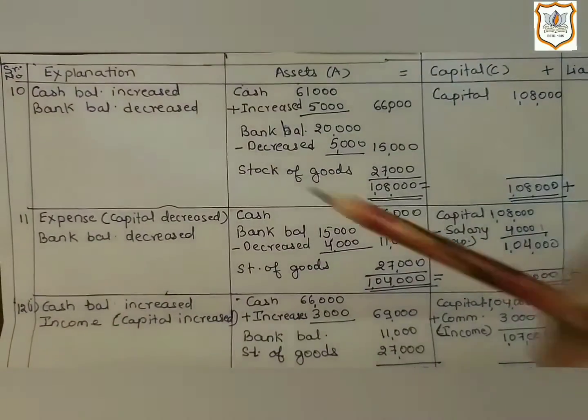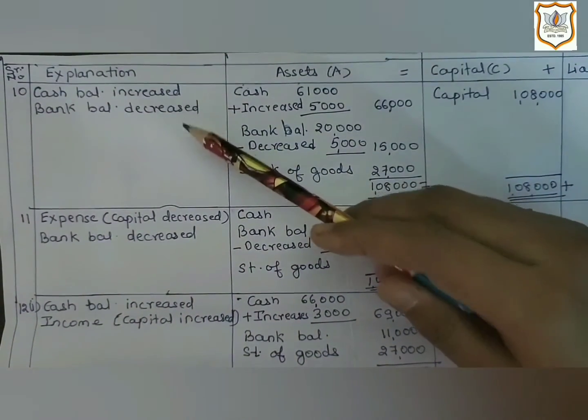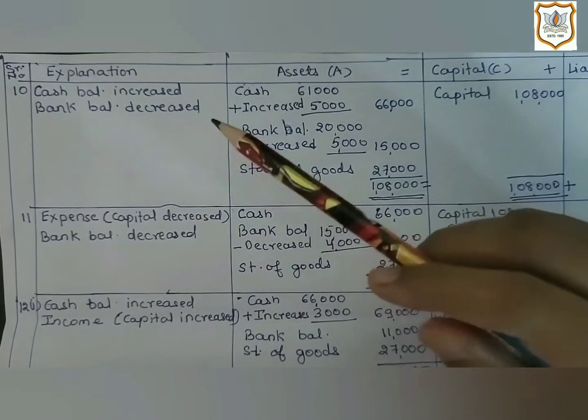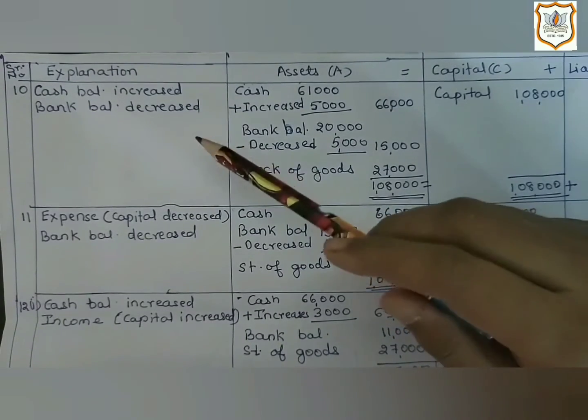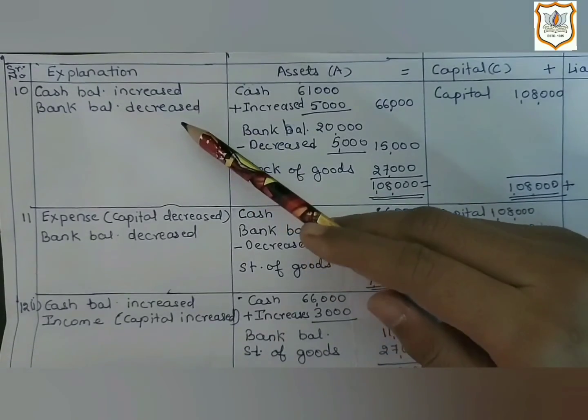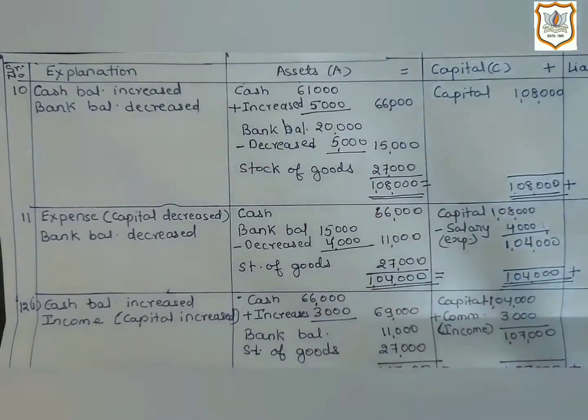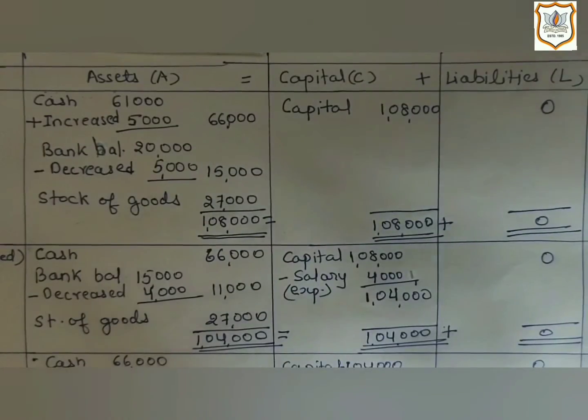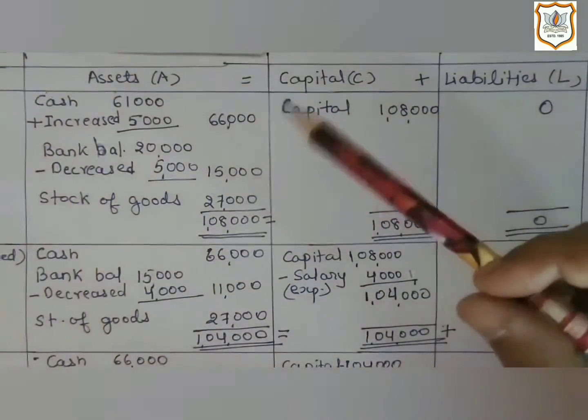Now let us see the explanation. Here, due to this transaction, as we are withdrawing cash from the bank, our cash balance is increasing and our bank balance is decreasing. Now let us see its impact on the accounting equation.